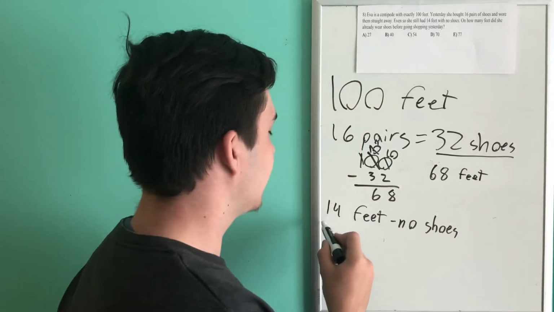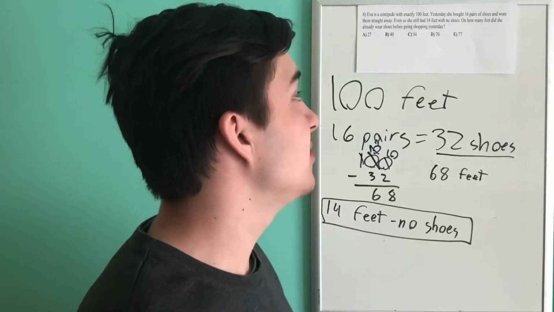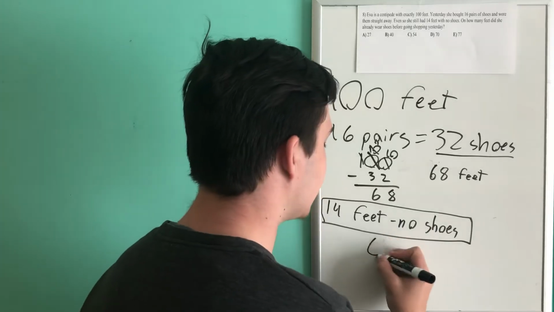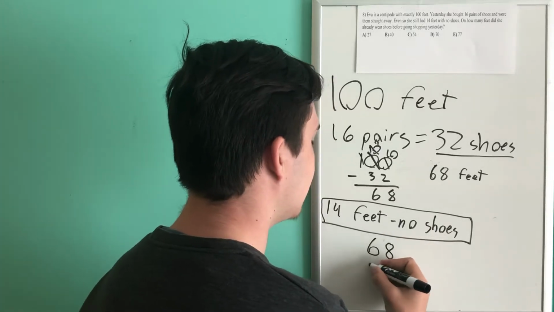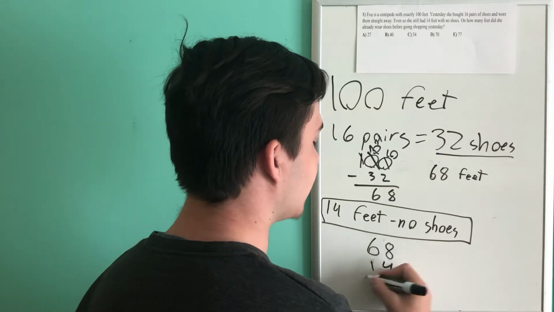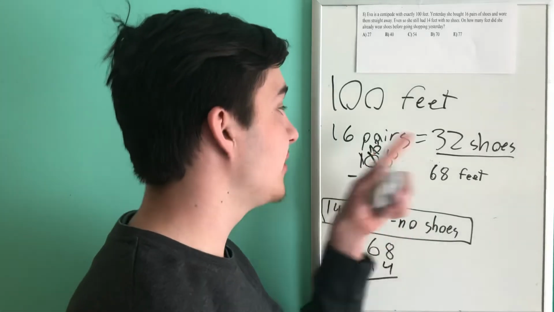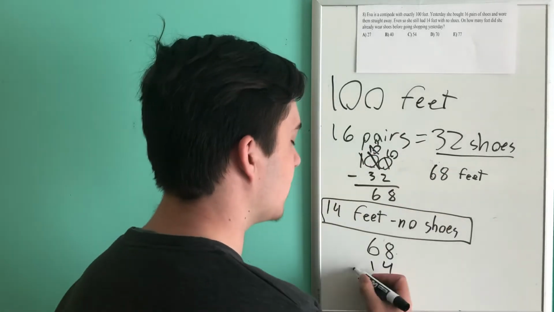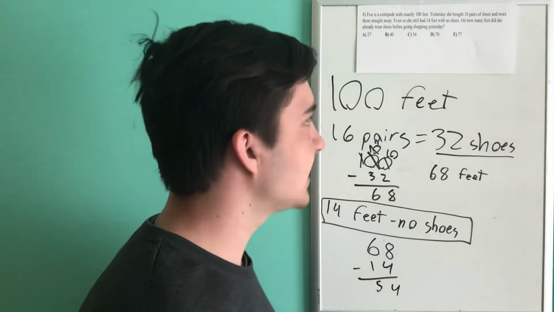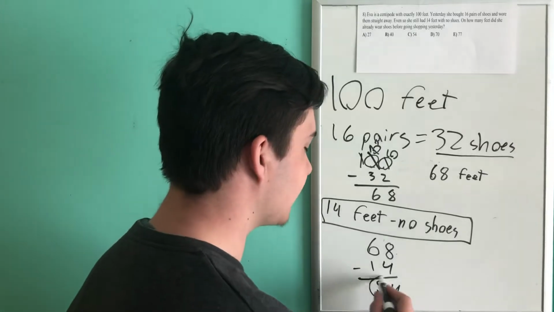But the question says she has 14 feet. So how many shoes did she have originally? Well, to do that, we'll subtract again, right? So 68 feet minus 14, right? We'll subtract, because this is the amount of feet she has that we found after these shoes, and this is the amount she's supposed to have. So if we subtract them, 54, that's the number of shoes she had originally, right? So that gives us 54.